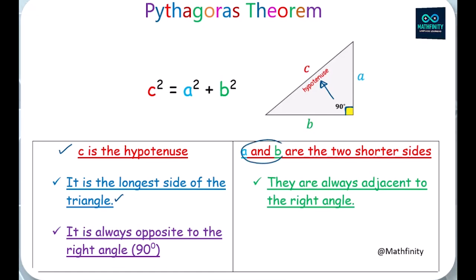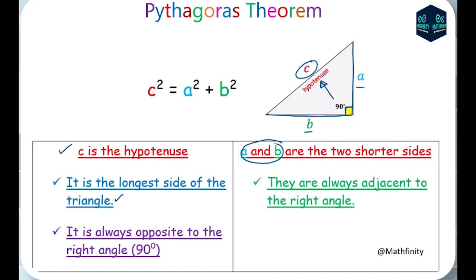About A and B, I wrote they are the two shorter sides of the triangle, because we fixed that this is the longest side. So of course A and B will be the shorter sides. They are always adjacent to the right angle. They will be beside the 90 degrees. They will be the adjacent sides of the 90 degree angle.